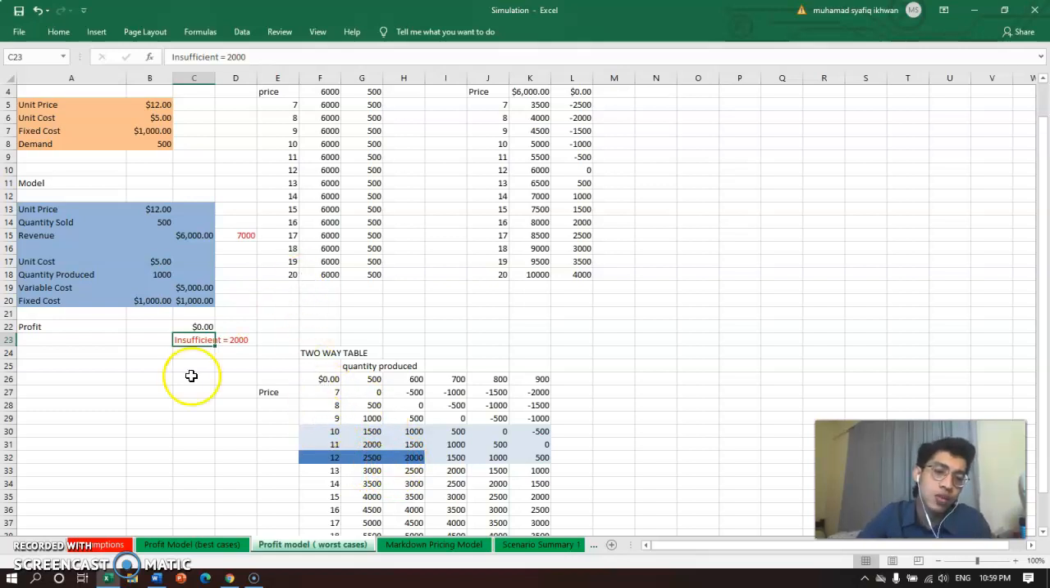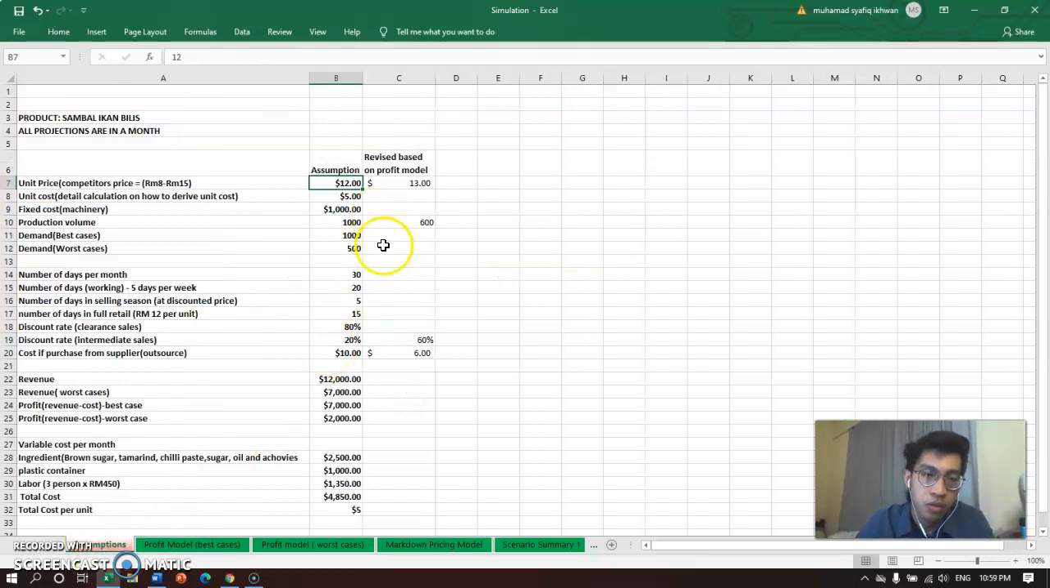So I will revise my assumptions. Maybe I will be selling my product at 13 ringgit per unit, and my production volume only for my worst cases, which is 600 units per month. But for my best cases, I'm still selling 1000 units. So, and then we go to markdown pricing.